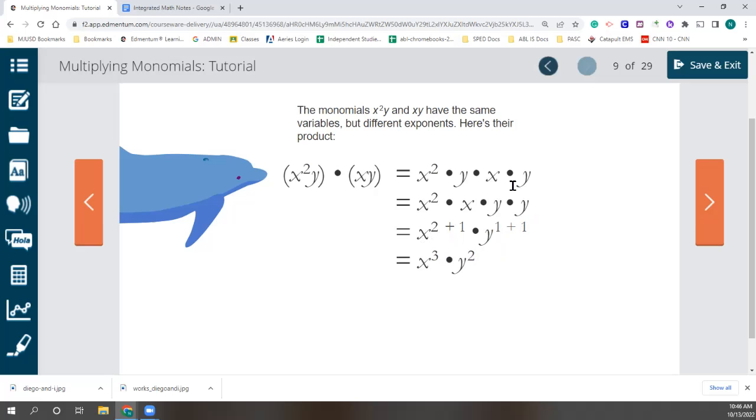So essentially, you are combining like terms to do the multiplication. So it ends up being x to the third multiplied by y to the second, which then can be written as x to the third y to the second, because we can eliminate the multiplication symbol because it's implied that they're multiplied when they're next to each other.